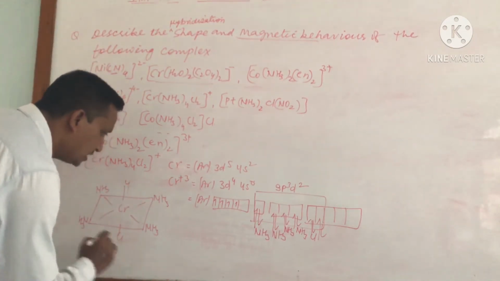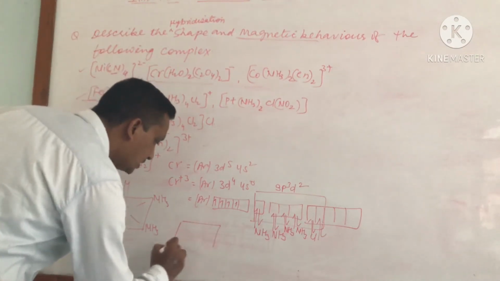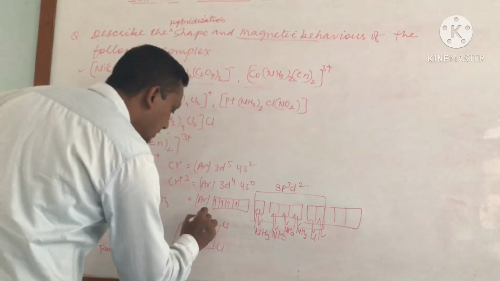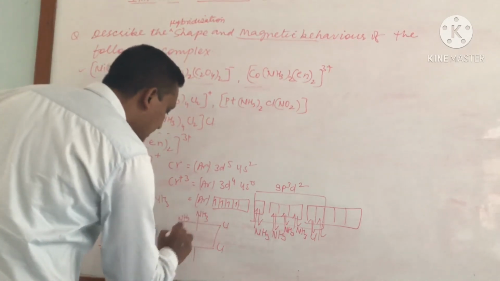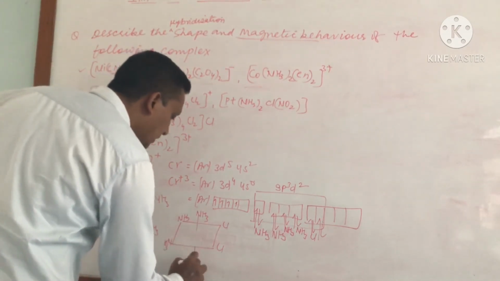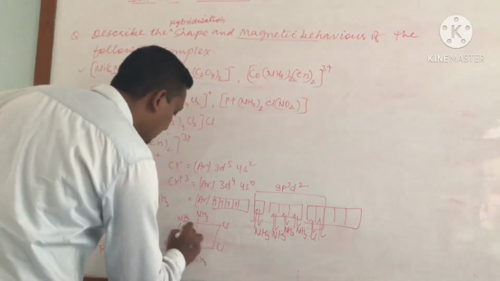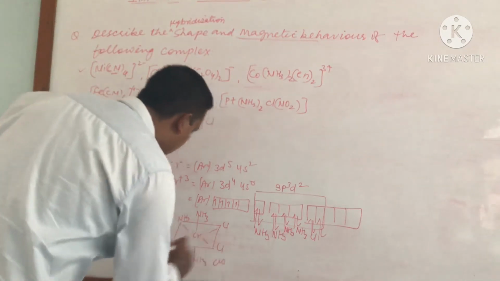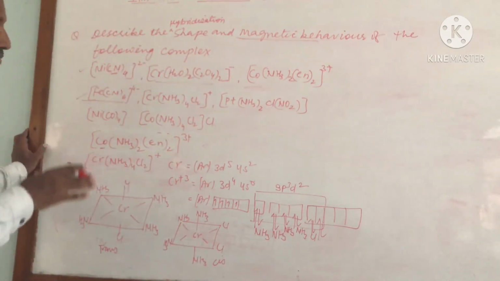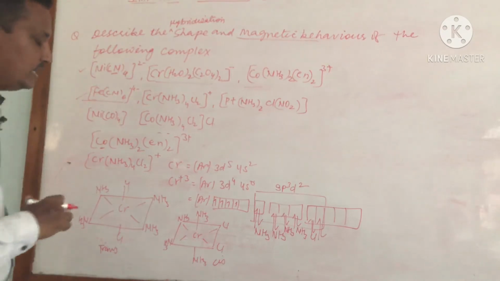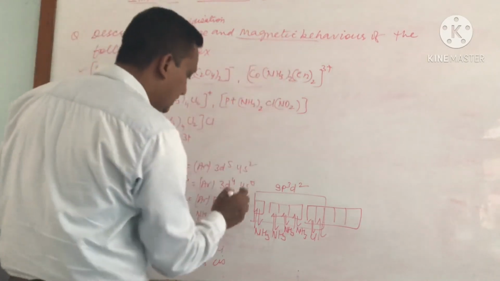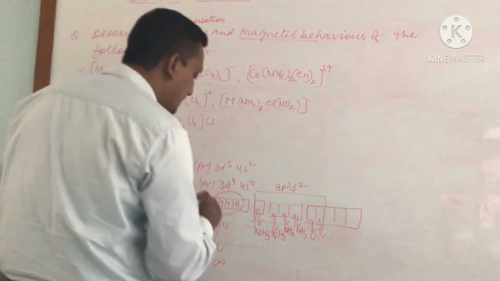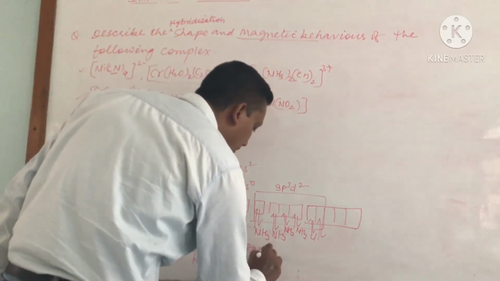We can draw the cis form also. So how can we draw the cis form for this molecule? So Cl and Cl and NH3, NH3, NH3, NH3 like this. Okay, so this would be the cis form of this molecule, and these are the geometrical isomers. Next we take the magnetic behavior. Because electrons are unpaired in this complex, we can say this is a paramagnetic molecule.